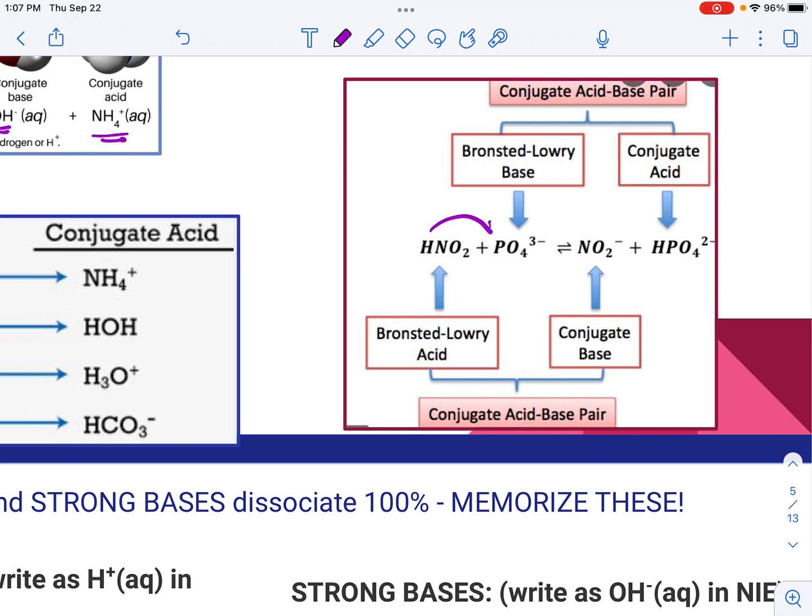The nitrous acid can donate its hydrogen ion, or its proton, to the phosphate. So this would be your acid and this would be your base. And then in reverse, the hydrogen phosphate is going to donate its hydrogen to the nitrite ion, so it's the acid and the nitrite is the base. So my acid-base conjugate pair would be nitrous acid and nitrite. That would be one conjugate pair, and my other conjugate pair would be phosphate and hydrogen phosphate.